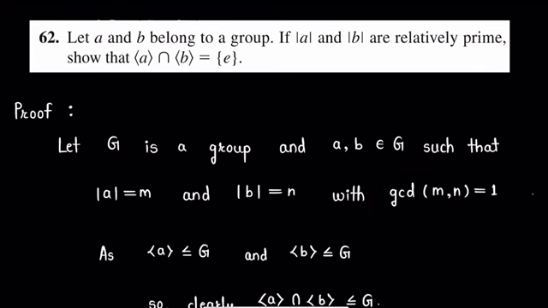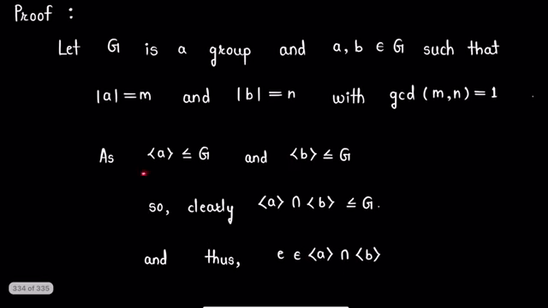Now as a and b are elements of group G, the cyclic group generated by a will be a subgroup of group G. Similarly, the cyclic group generated by b will be a subgroup of group G. As these are subgroups of G, their intersection will again be a subgroup of G. Since this intersection is a subgroup, clearly the identity element e will be a member of this intersection.